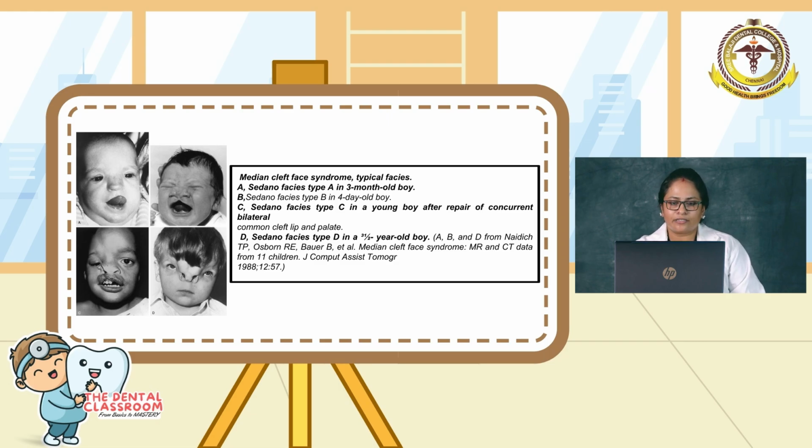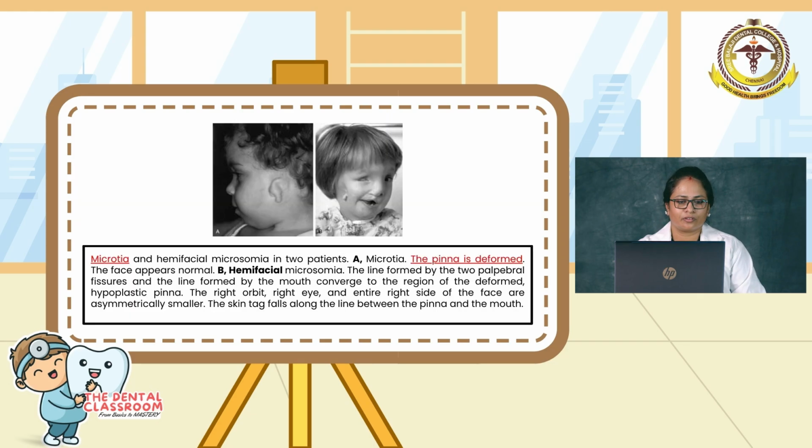In image C, you can see a young boy after the surgical repair of a bilateral cleft lip and palate. In spite of surgery, the midline facial dysmorphism remains visible in this child. And image D is seen in a 3.5-year-old boy with severe midline defects, including broad nasal deformity and clefting. Together these images illustrate the spectrum of severity in median cleft face syndromes.